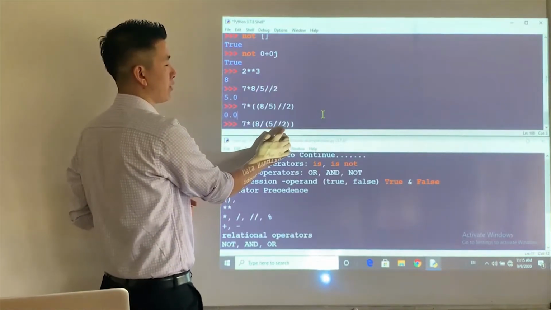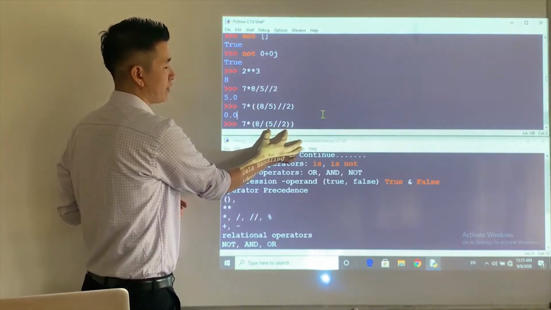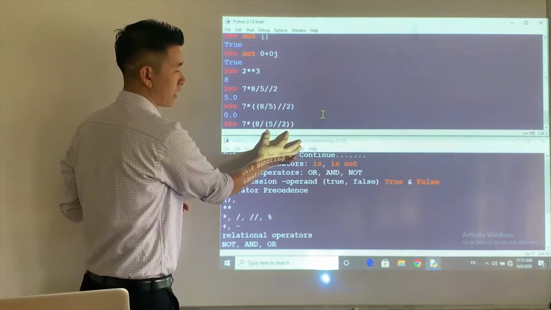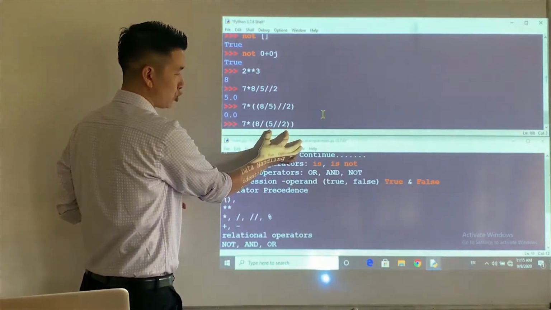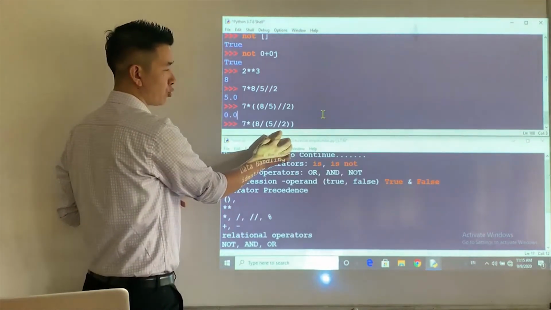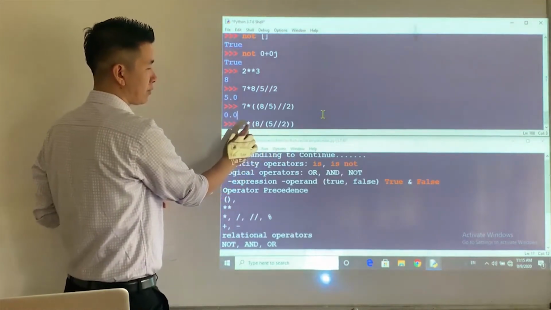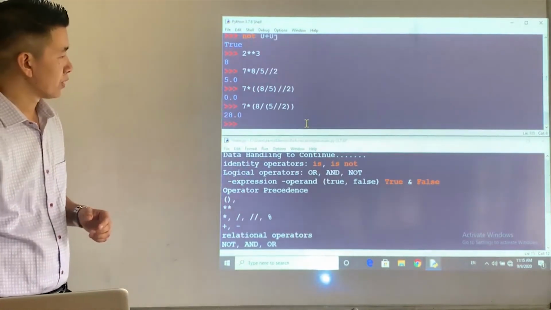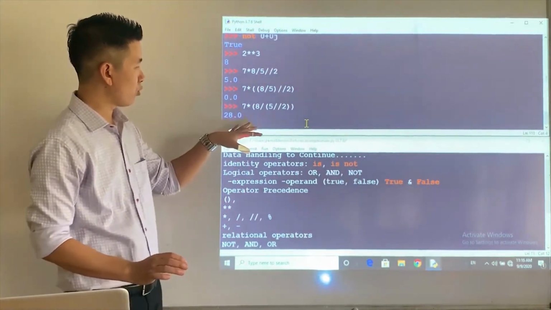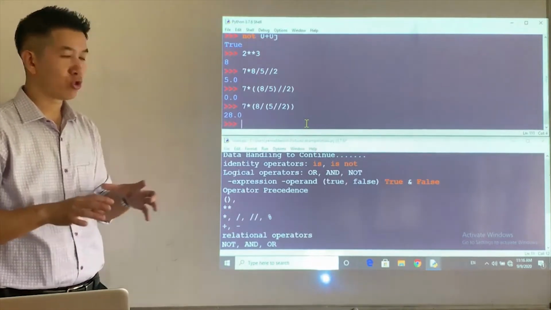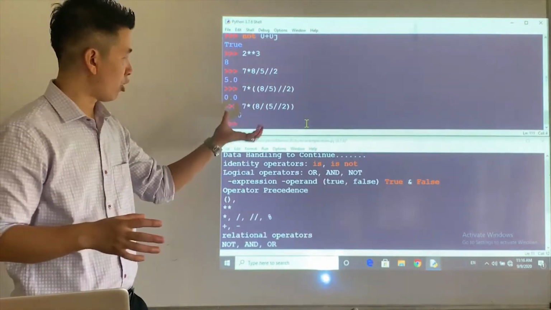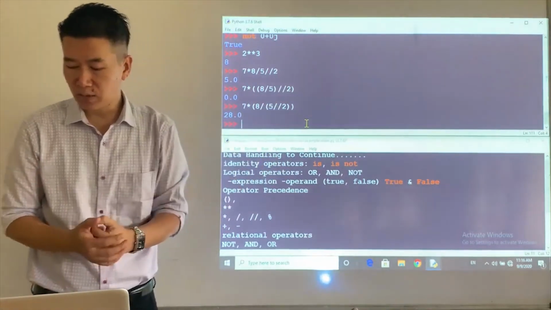So 5 divided by 2, you will have 2.5, but since this is the floor division operator, you will get the answer as 2, integer 2. 8 divided by 2 will be 4. 4 multiplied by 7 will be 28, right? So this is how you should be resolving the expression which has these operators. I hope you're clear with this.